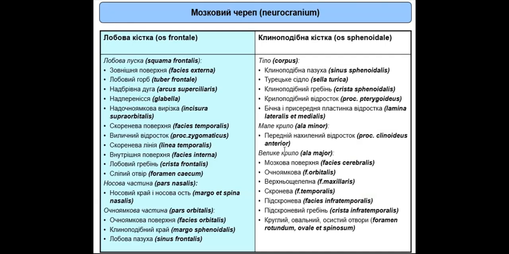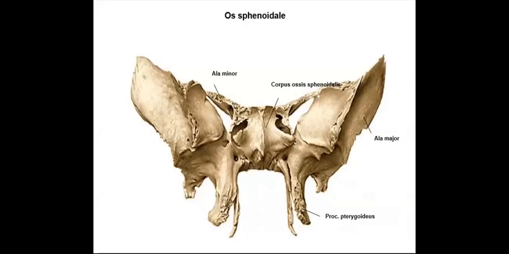What gland is located in the sella turcica? Pituitary gland. Pituitary gland, great. And another name for this gland is the master of glands. It's a really very important gland in our body, and if you remember this moment, it's very good. And in some structures, for example ala major, you can look at different surfaces: cerebralis, orbitalis, maxillaris, temporalis, infratemporalis, and some openings. Rotundum, ovale, and spinosum openings are present in this bone too.